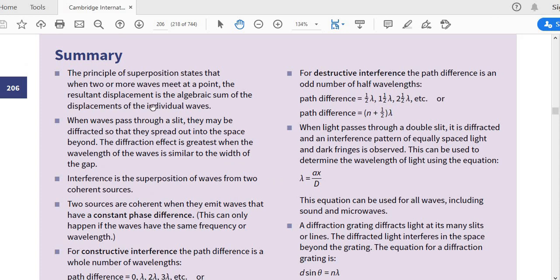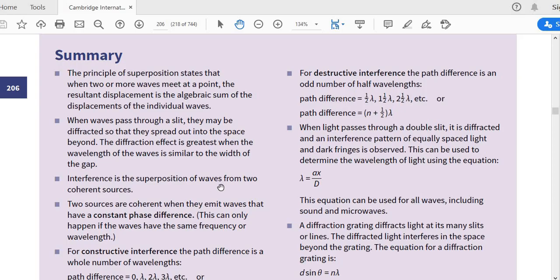Okay, so principle of superposition we went through. When waves pass through a slit, they may be diffracted so that they spread out into the space beyond. The diffraction effect is greatest when the wavelength of the waves is similar to the width of the gap. You have learned this in the O-level class also.